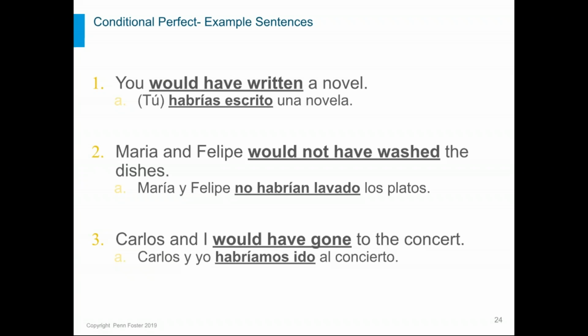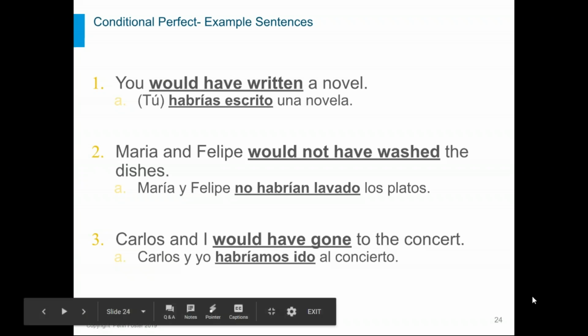And finally, ido, from ir, to go. Carlos and I would have gone to the concert, maybe if the weather was better, or if we had enough money for the tickets. The weather and the money being the conditions that kept us from going, or maybe not knowing about it. Okay, so those are a few examples.